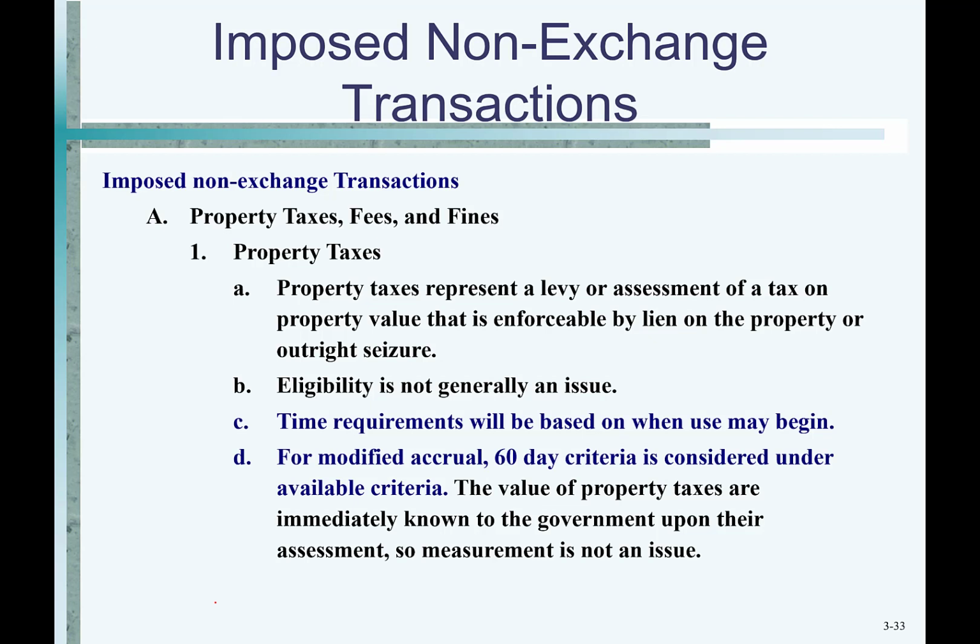You meet eligibility but not time, you have what? Deferred inflow. If the rule for imposed tax like property taxes use may begin, I mail the bills out in 2019, but I can't use it until 2020. Use may not begin, so that is going to be considered a deferred inflow when I mail those bills out. Okay, and then for modified accrual, I have to watch to see if they actually collect it within 60 days.